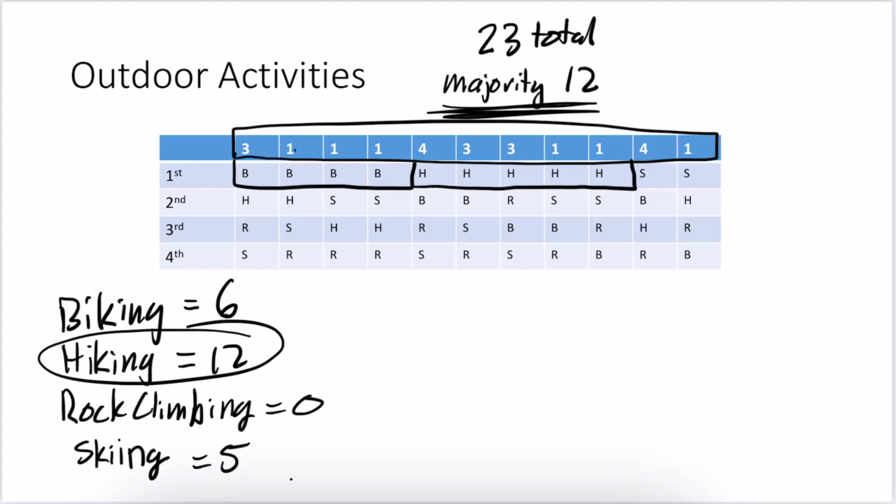So sometimes the instant runoff method will give you the exact same result as the plurality method if the number of first choice votes is a majority. And if that doesn't happen, then that's when you eliminate your option with the lowest first choice votes until one of the options does get a majority. So that's how the instant runoff method works.